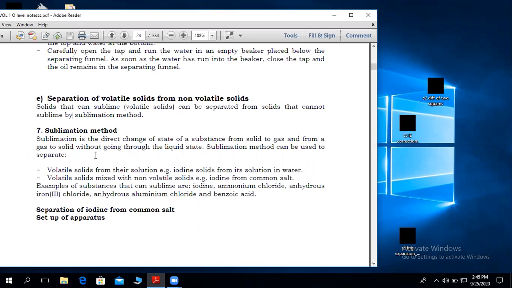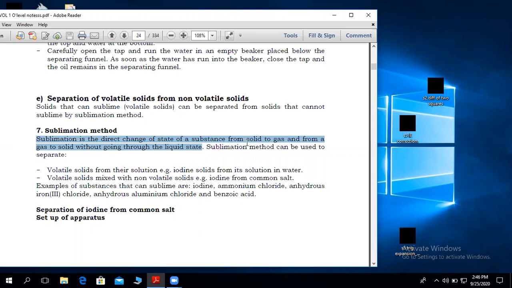What is sublimation? Sublimation definition, it is the direct change of state of a substance from solid to gas and from gas to solid without going through the liquid state. That is the definition of sublimation. It is the change of state from solid to gas and from gas to solid without passing through the liquid state.